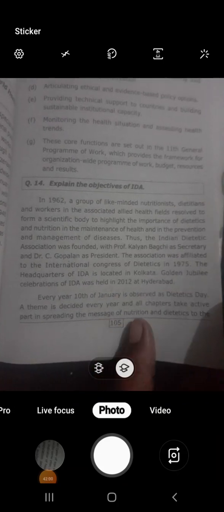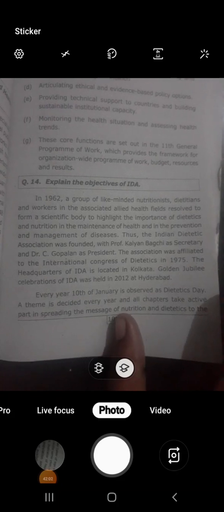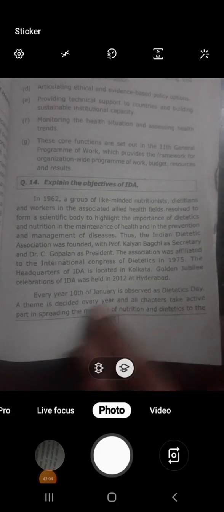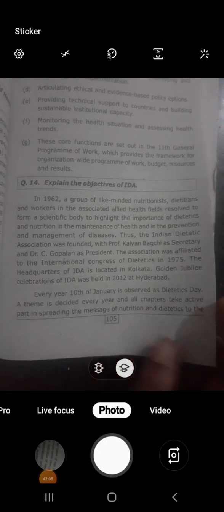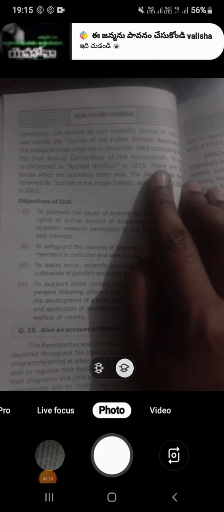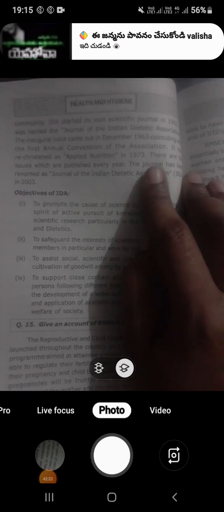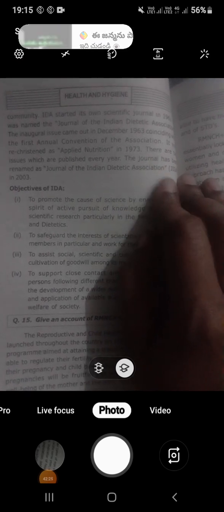Okay, so every year 10th January is observed as Diabetics Day. A theme is decided every year and all chapters take active part in spreading the message of nutrition and diabetics. And here are the objectives of the Indian Diabetic Association, we call it IDA. In 1963 it came out in December, and these are the issues which are published every year also.